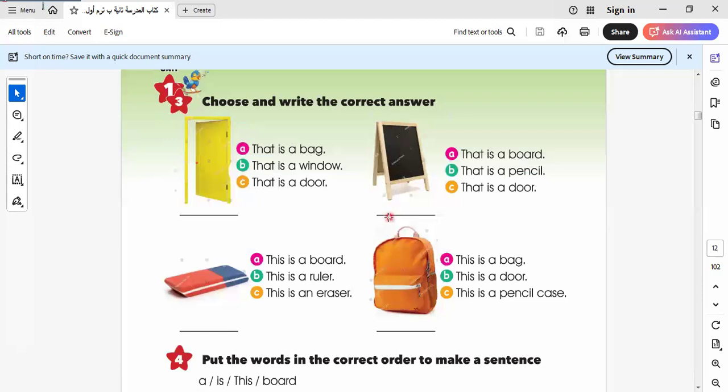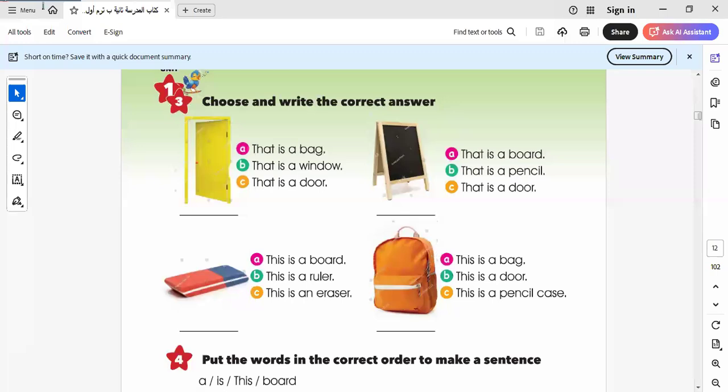Choose and write the correct answer. What is this? Oh sorry, here it's that, because it talks about something far from me. It will be, that is a door. What is that? That is a board. So I select this one. This is what? This is a bag. This is what? This is an eraser. So here we know the things that are selected.